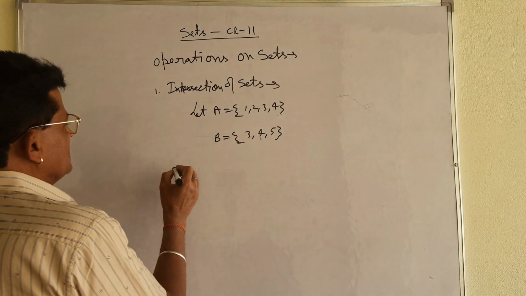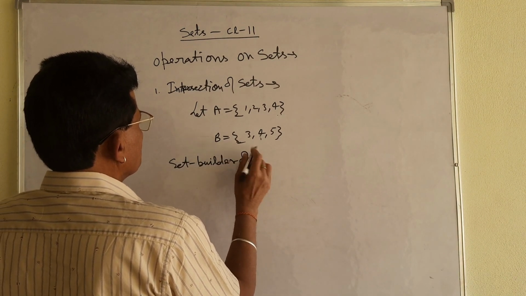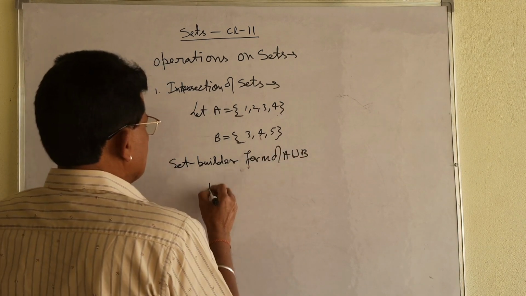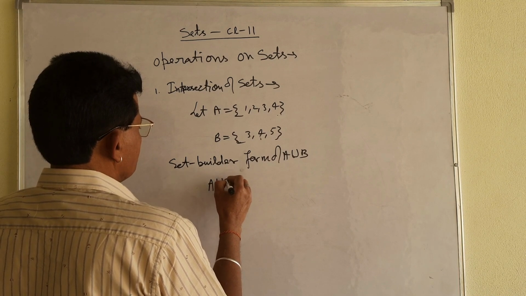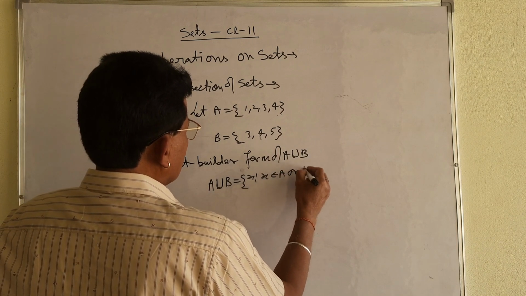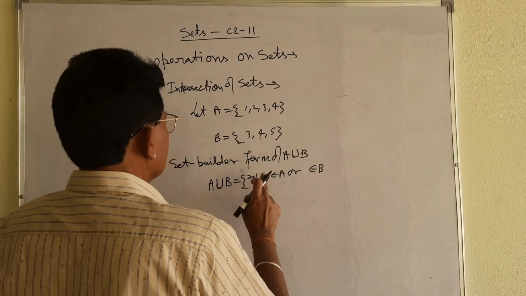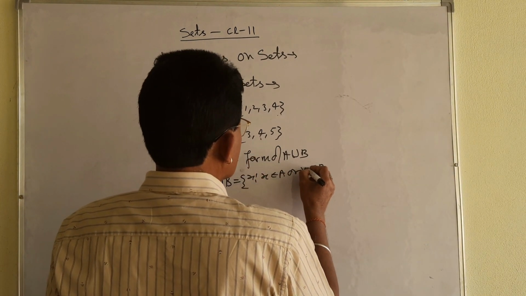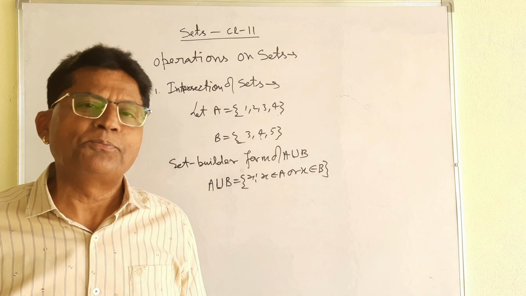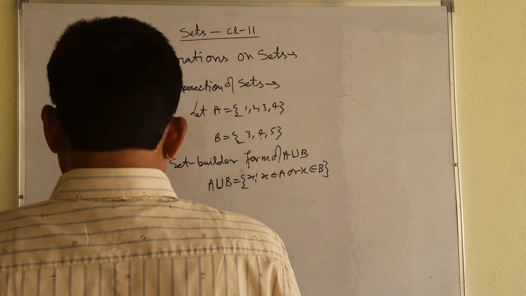Once again I am going to write the set builder form. Set builder form of A union B. A union B, the set builder form will be equal to x such that x belongs to A or x belongs to B. You must write x belongs to A or x belongs to B. That will be the union of the sets. That is the standard form of the union of two sets.